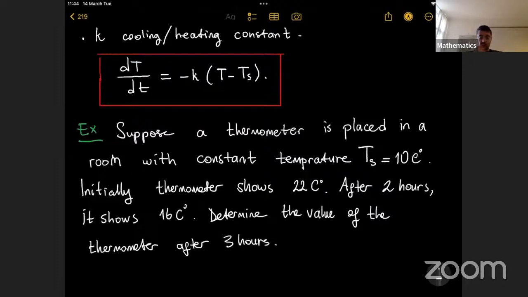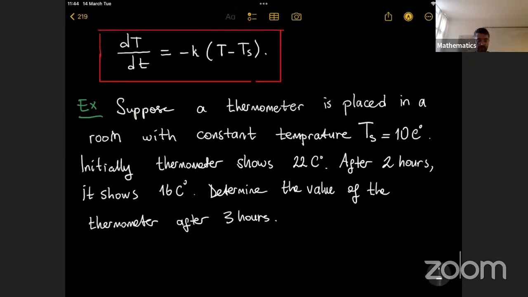So we know the initial value on the thermometer, which is 22. We place this thermometer in a room, so it's cooling, right? Because the room temperature is smaller than the temperature of the thermometer, which is 22. After 2 hours, it becomes 16 Celsius. And the question is, what is the value on the thermometer after 3 hours?